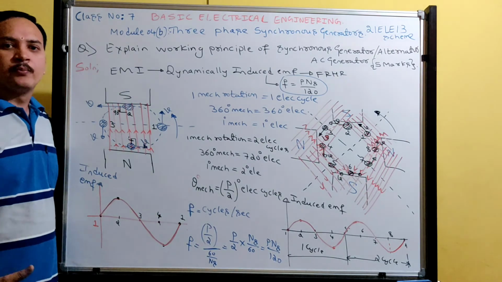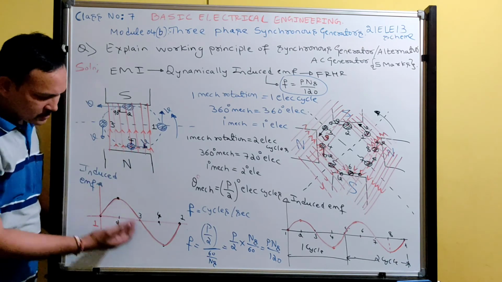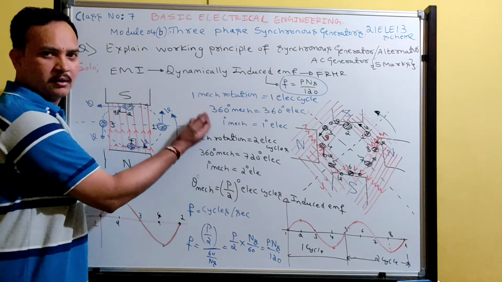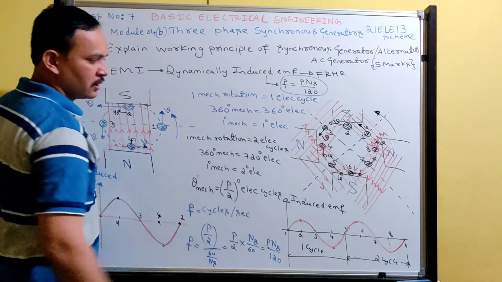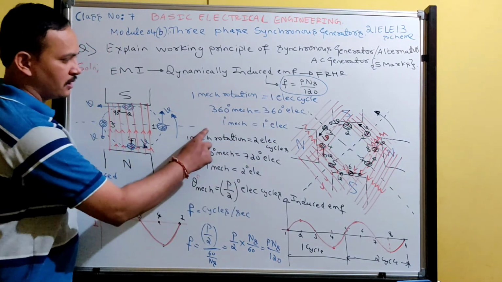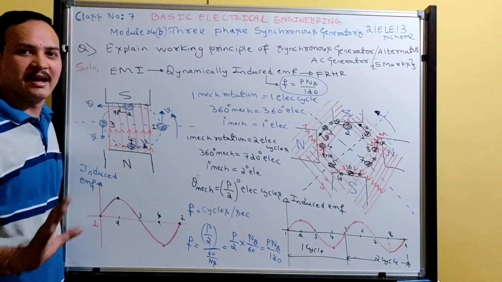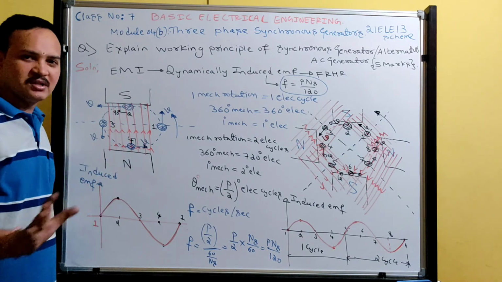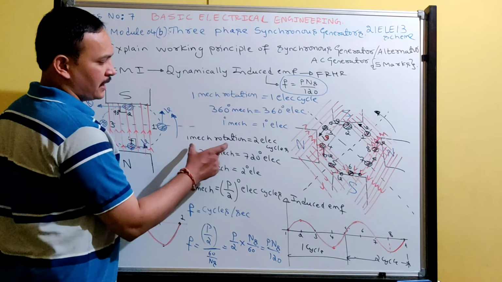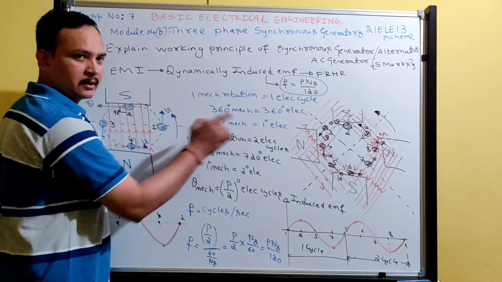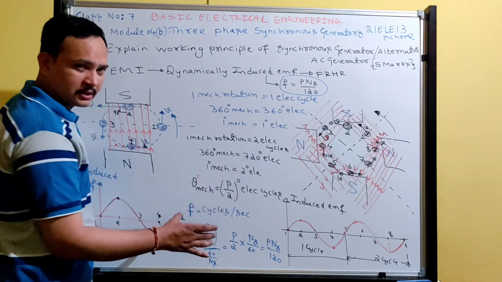Later, consider a two-pole alternator shown in the figure. You write this figure, and below that you write this waveform. After that you write the notations: one mechanical rotation, one electrical cycle. Similarly for a four-pole alternator, but don't write that diagram, one time is sufficient. Same concept, but the number of poles is more. Later you write: similarly for a four-pole alternator, one mechanical rotation is equal to two electrical cycles. That you can simplify like this.